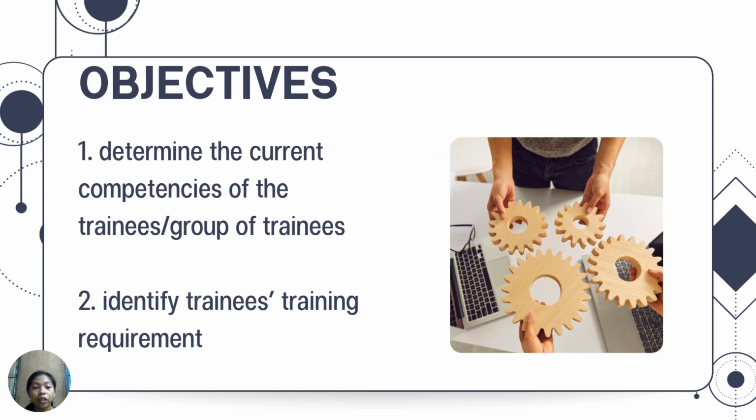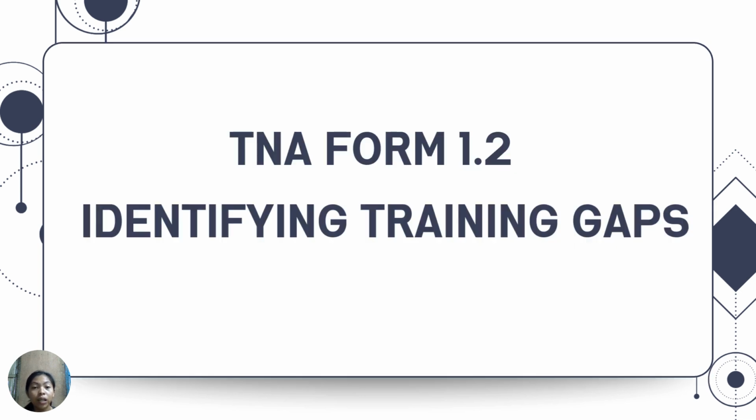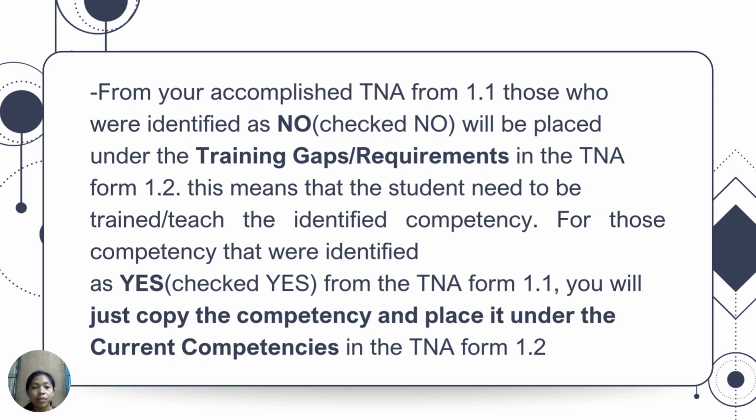For the learning objectives, we were able to determine the current competencies of the trainee or group of trainees, and we are able to identify the trainees' training requirement. So, we come now to the TNA Form 1.2, which is identifying training gaps.